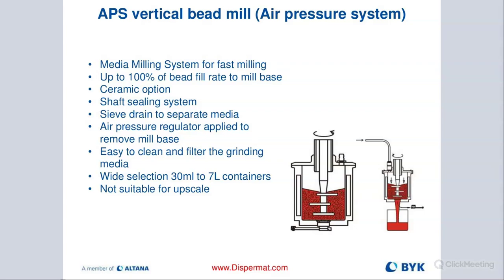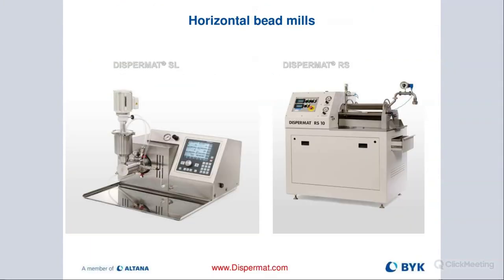Okay, we call that APS, the air pressure system. Again, very fast milling, the bead ratio very high, ceramic capability. It's got its own shaft sealing system, so you can pressurize it. Different screen sizes are available, so you can also choose between the size of media you want to use. And then with the air pressure regulator, you're actually able to dose the right amount of air you need to purge out your mill base depending on the viscosity. And again, super easy to clean, very easy to handle, but not suitable for upscale or manufacturing.